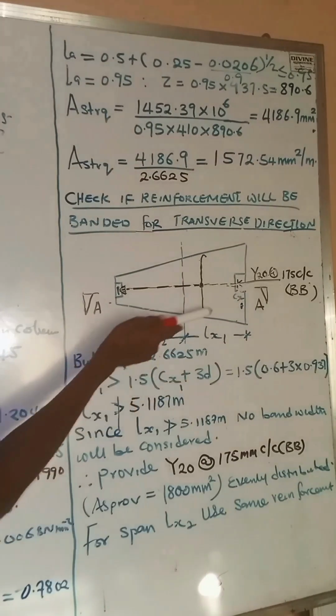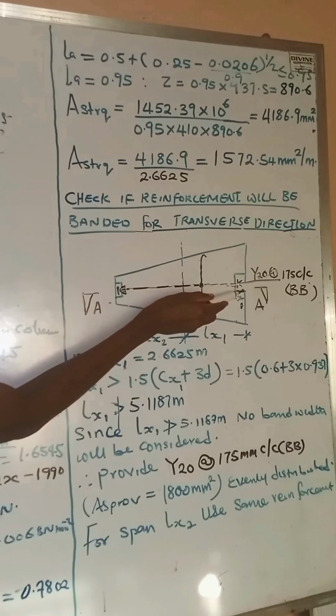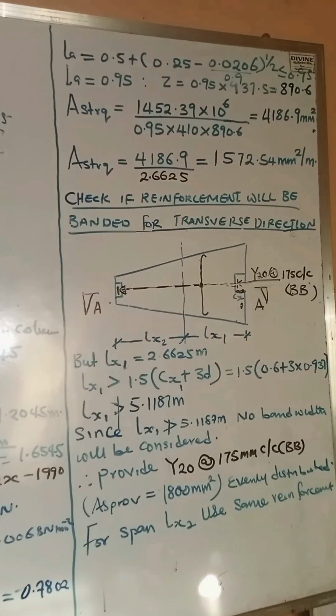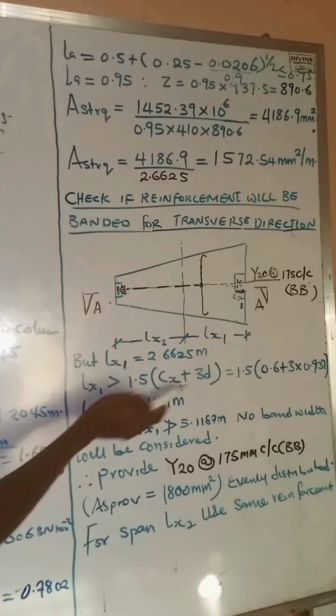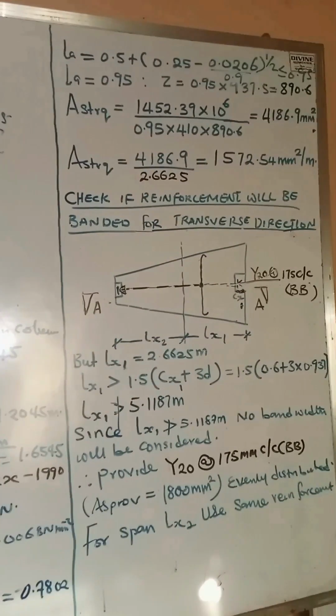0x, CX1 plus 3D, where CX1 represents the column, this particular length of the column. Of course, we have that to be 600. So if we do that, we'll have the value as shown. So our LX1, we can see that it is not greater than this, so it's not true. So since it's not greater than 51187 meter, we'll have it to be 2.6625, so it's not greater than that value. So what it means is that we cannot bring in bandwidth into this detailing, okay? So now we are not bringing bandwidth. What it means is that our area of steel provided should be evenly distributed within these points, okay?